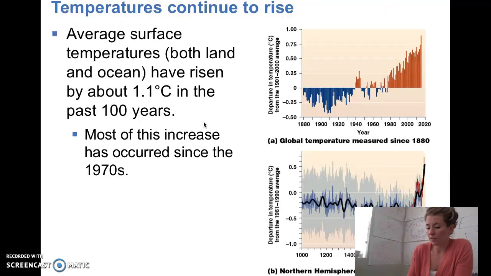Okay, so now we're going to talk about all the things that have happened because of climate change, or what will continue to happen. So temperatures continue to rise. The Earth's global temperatures are rising. The average surface temperatures, both land and ocean, have risen by about 1.1 degrees Celsius, which is 2 degrees Fahrenheit, in the past 100 years. And that might seem like not very much, but it has really big effects. Most of this increase has occurred since the 1970s.